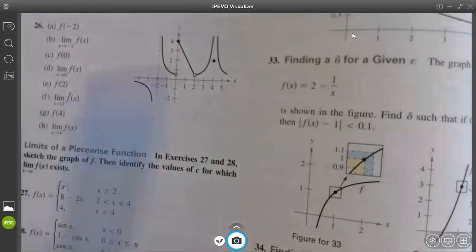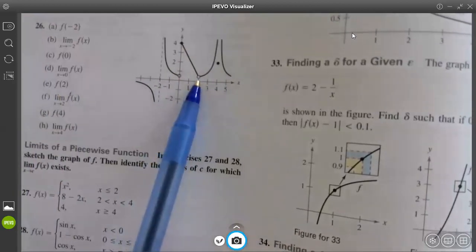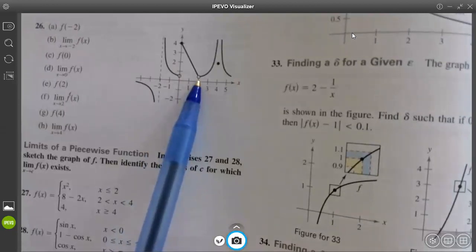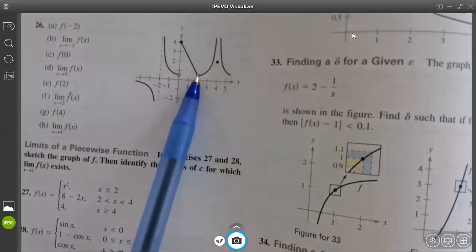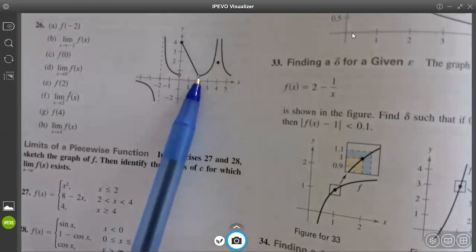All right, then we have f of 2. What's the value at 2? That's an open circle, so it doesn't exist, right? But what's the limit? What's the limit as it approaches 2? Remember, the hole doesn't matter for the limit, right? Where is that hole at? Where's the hole at? What's the coordinate? It's 1/2.